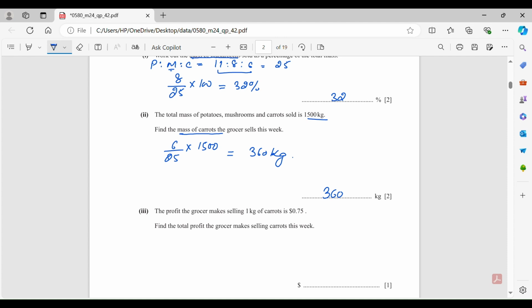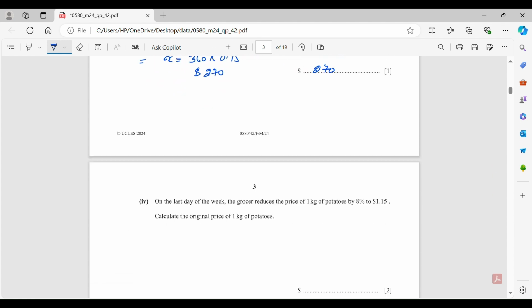Next, third part. The profit the grocer makes selling 1 kg of carrot is $0.75. So find the total profit the grocer makes selling the carrot this week. The total mass is 360 kg of carrot. For 1 kg he makes 0.75, and for 360 kg he will make x. Let's cross multiply. x will be equal to 360 into 0.75. Using the calculator, it is $270. So our answer is 270.